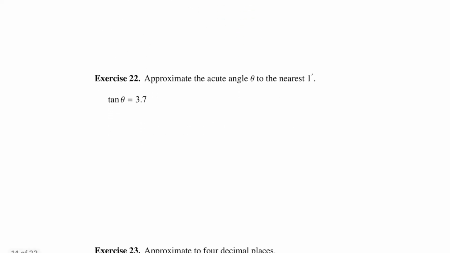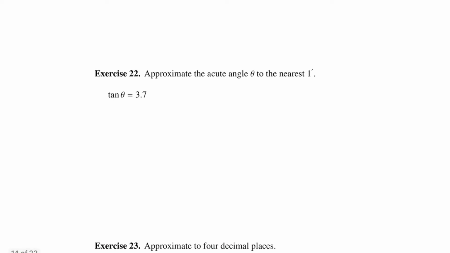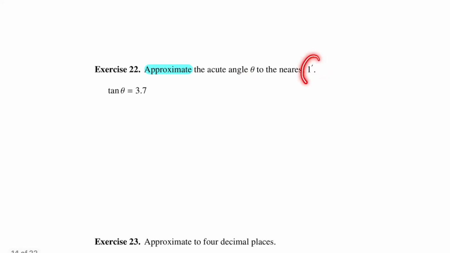All right, the next problem, same thing, approximate the acute angle to the nearest minute. In this case, we need to find the inverse tangent. That's how you solve for the angle. All right, so let's do that. We're still in degree mode. So we're going to take the inverse tangent of both sides in order to get theta isolated.